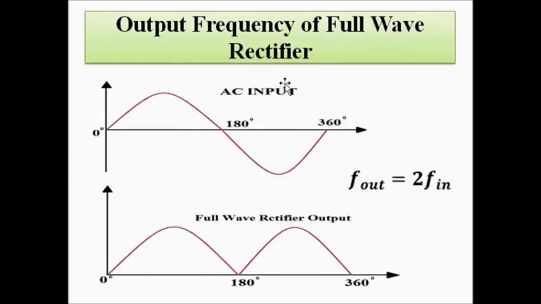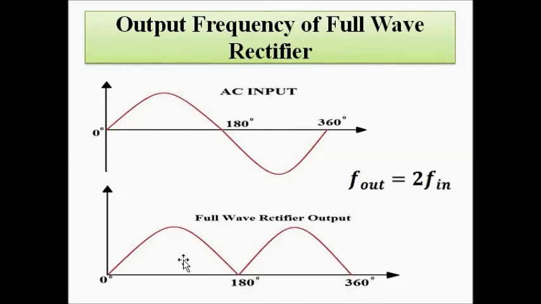Now, the input and output waveforms and the frequencies. It is the same as that for the center tapped full wave rectifier. The input and output waveforms are the same. The AC waveform has two half cycles, positive and negative, and as it is a full wave rectifier, we will have outputs during both the half cycles. Here it is a pulsating DC output.